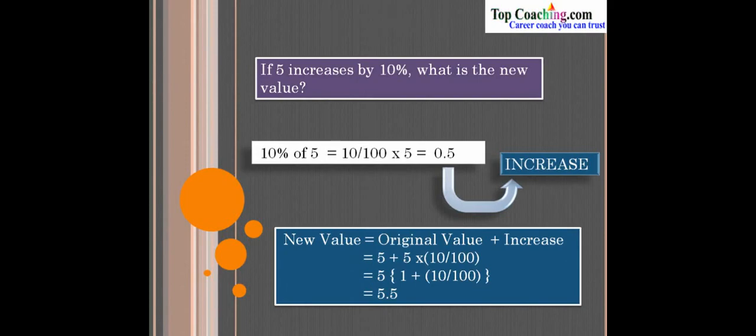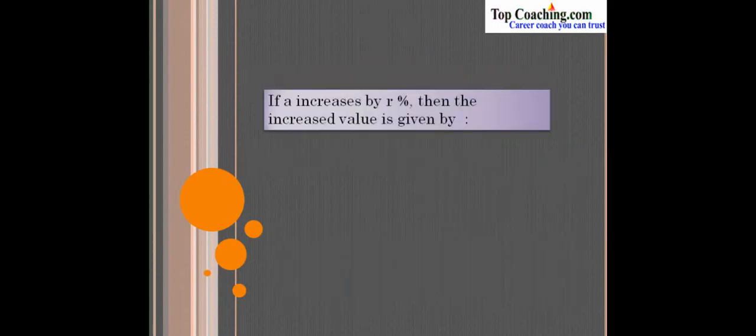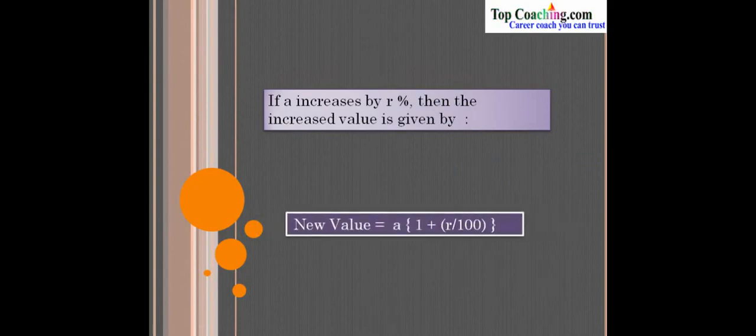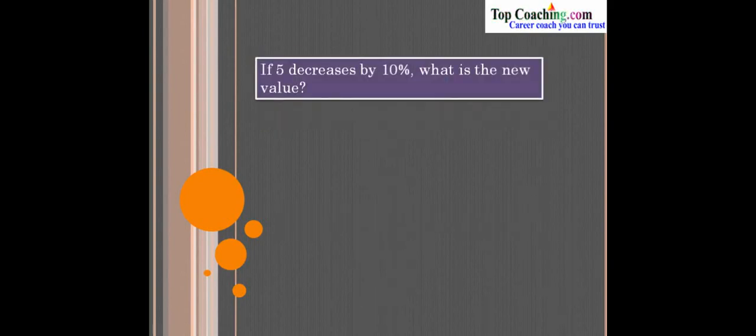Now we can also write this as new value equal to 5 into 1 plus 10 by 100. Here 10 is the percentage increase. So the new value would be 5.5. If A increases by R%, then the increased value would be given by A into 1 plus R by 100. So this is the expression for finding the new value. That is, if A increases by R%, then the new value A dash would be equal to A into 1 plus R by 100.